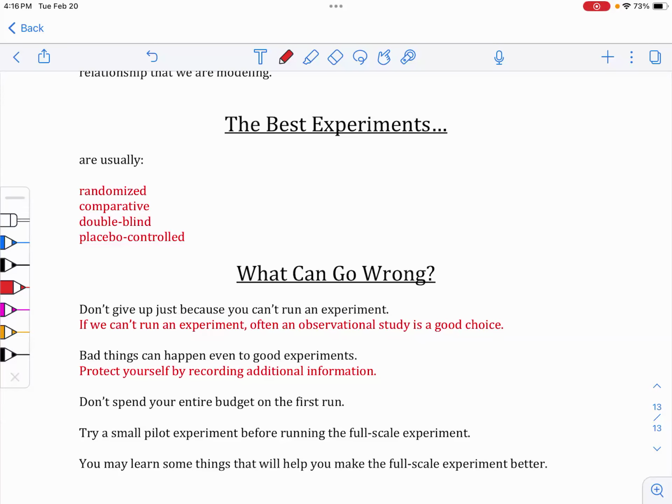I can't quite placebo control someone with diet and exercise, right? Oh, you're not eating a dessert, so you're going to sleep better. But the idea is, if possible, these are the best experimental designs.